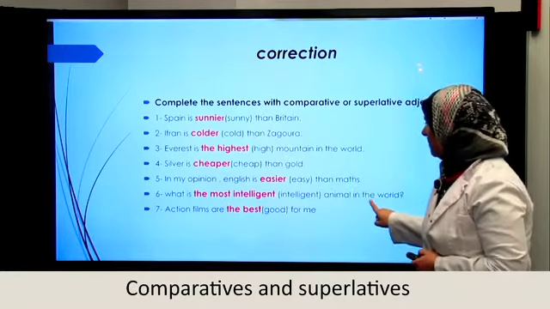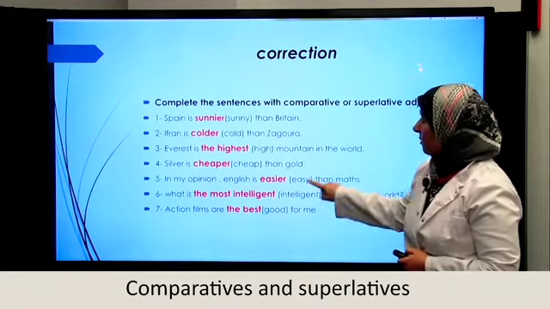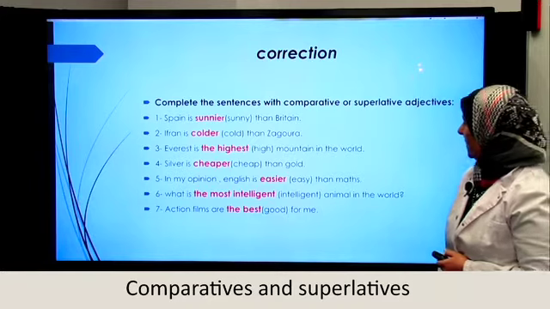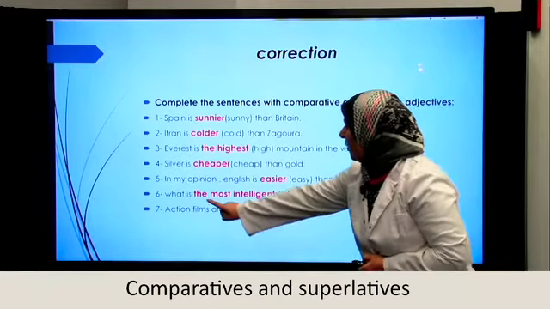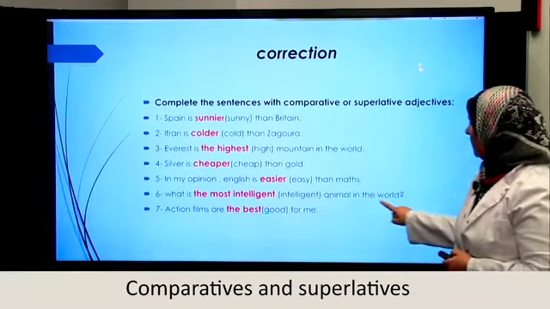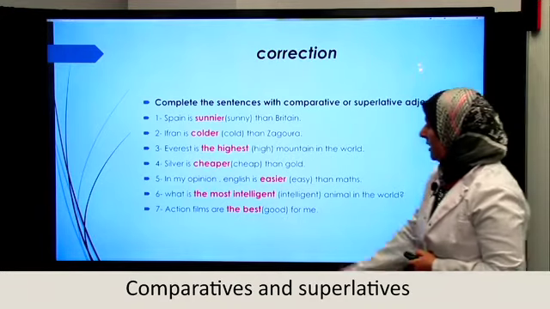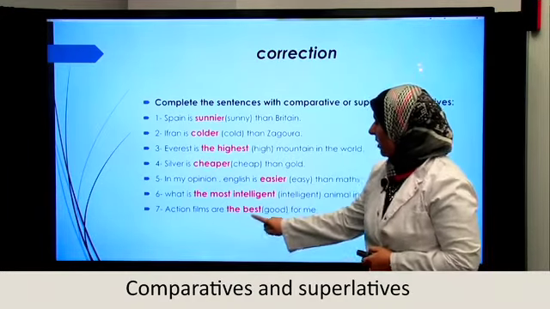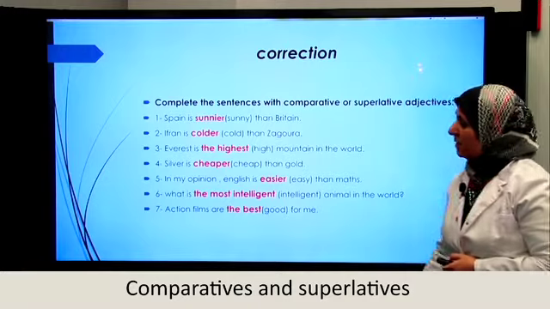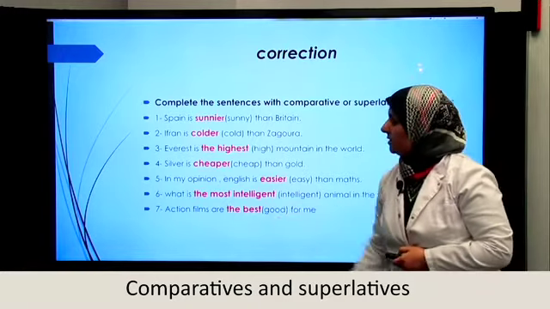Number 6, here we have a question. Intelligent is a long adjective, so we use a superlative. Here we use the most. What is the most intelligent animal in the world? The last one, action films are the best for me. So the superlative for good here is the best.